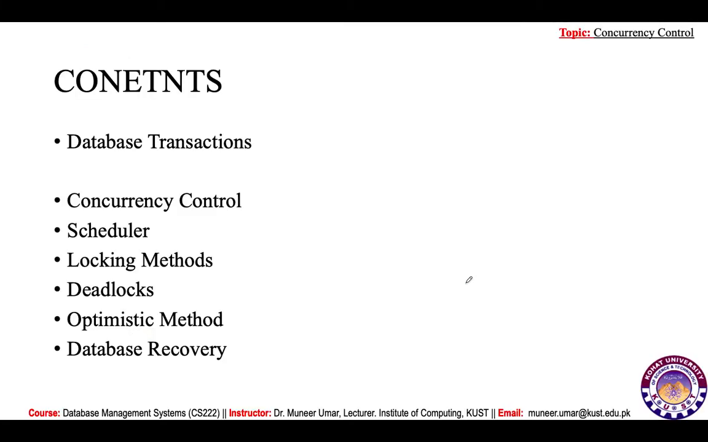These are the contents for today's lecture. First, we will look into our previous lecture, which was about database transactions. Then we will start today's lecture with concurrency control. Then the scheduler, and inside the scheduler we have locking methods. After that, we will also study deadlocks, and we have one optimistic method for concurrency control that will also be studied. And at the end, we will study database recovery. All these are associated with concurrent transactions, and all these come under concurrency control.